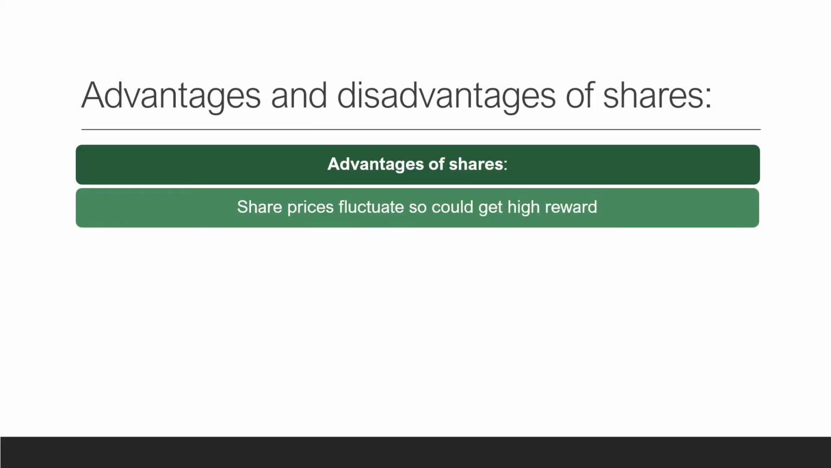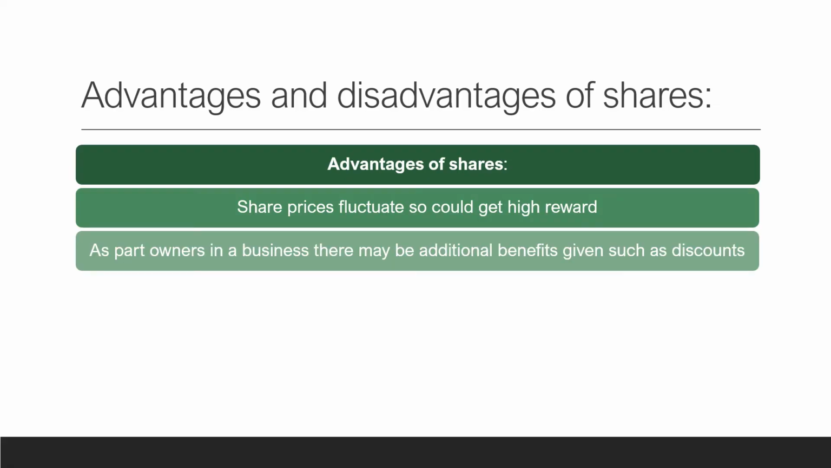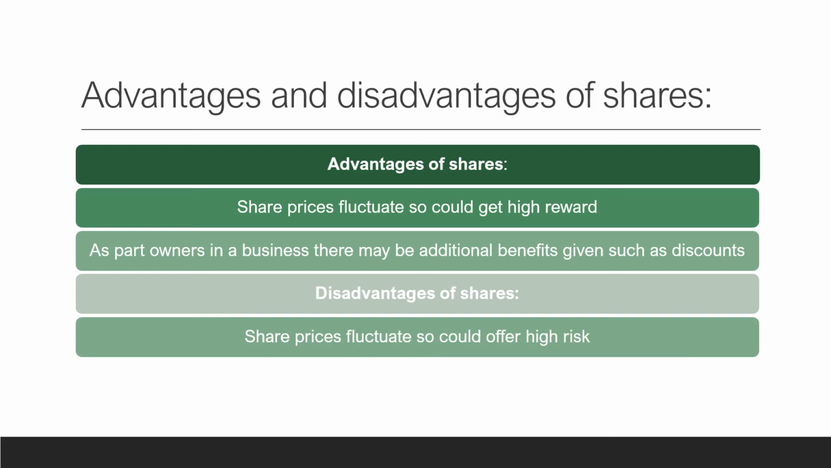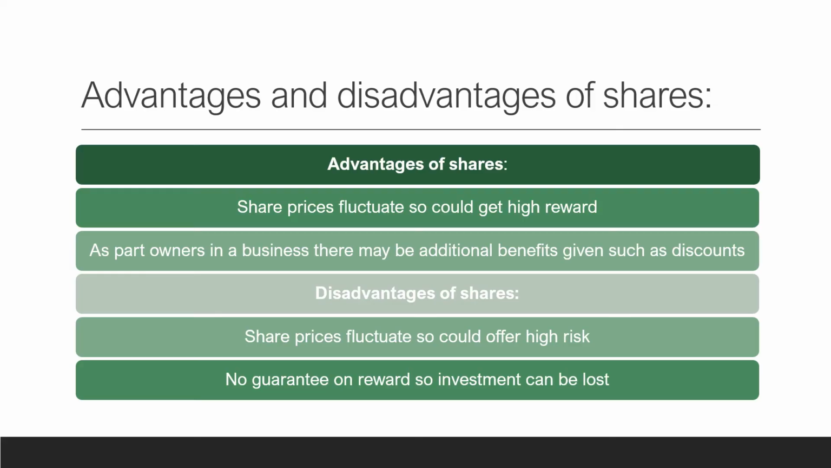What are the advantages and disadvantages of shares? The advantage of shares is that share prices fluctuate, so you could get high reward. As part owners in a business, you may have additional benefits, so you could get discounts. However, the disadvantage of shares is that the share prices fluctuate, so it could give high risk. And there's no guarantee on reward, so the money that you invest could be lost.